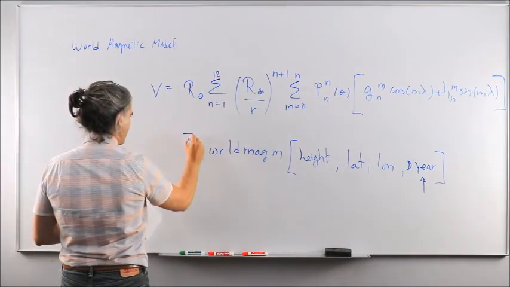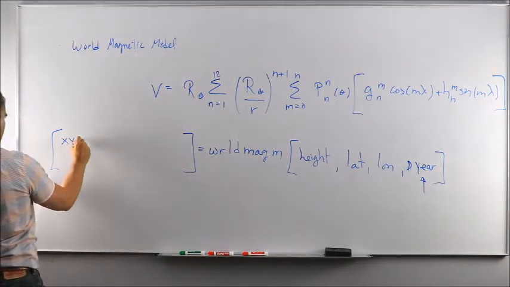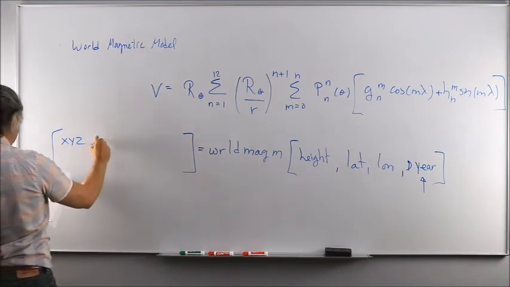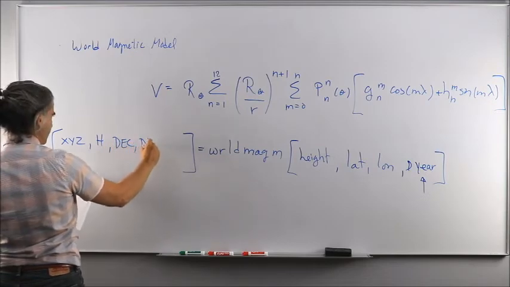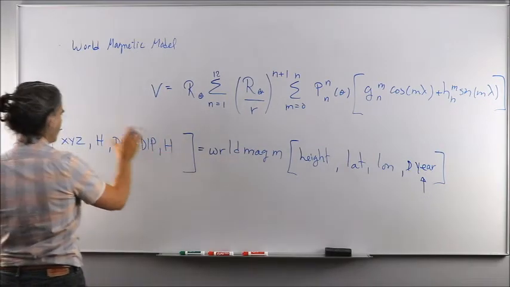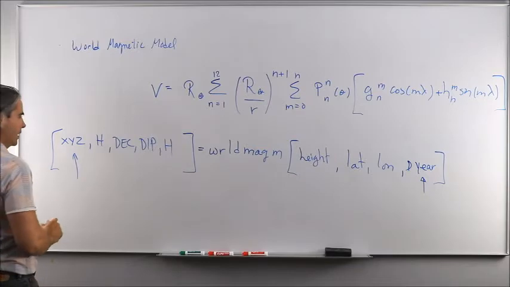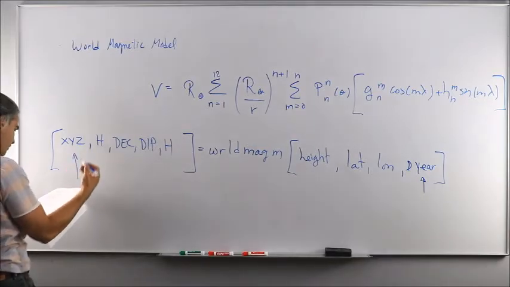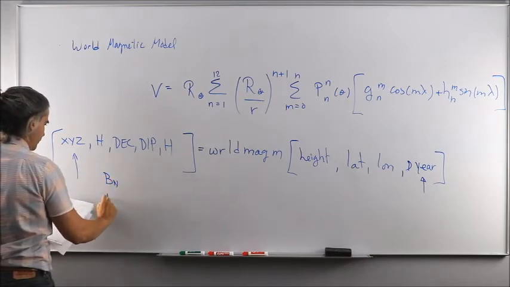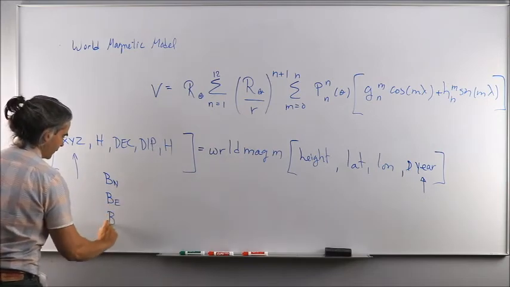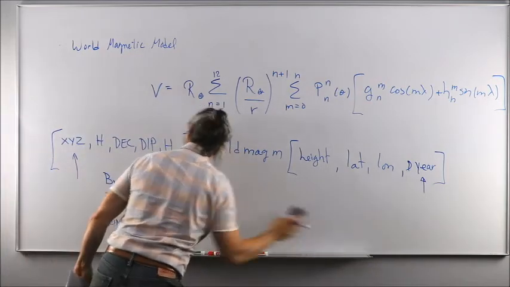And as the output, you get a couple of things. You get X, Y, Z, H, declination, dipole, and H. Out of all those great things that this function provides you with, what matters here is X, Y, Z, because X, Y, Z are the X, Y, Z components of the field given by the NED reference frame, which is north, east, down reference frame.